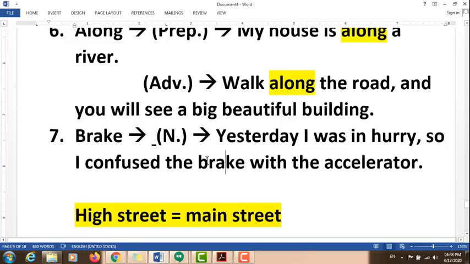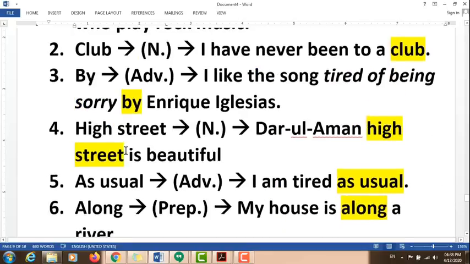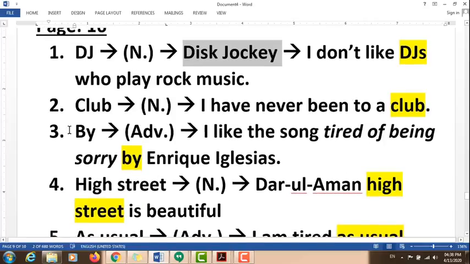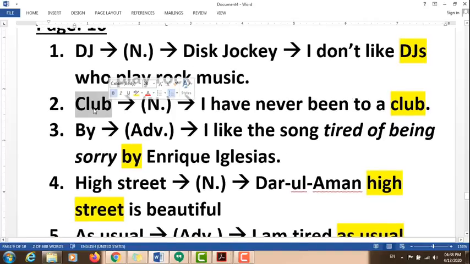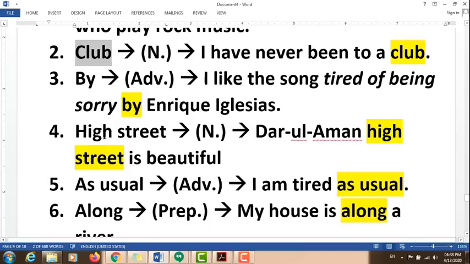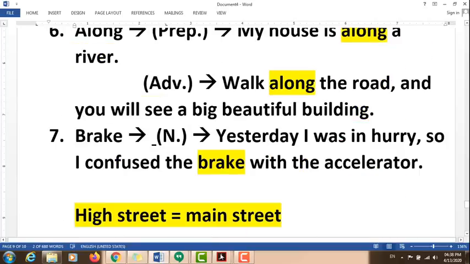Thank you. So let me pronounce them. Number one, DJ. Also you can call it disc jockey. Both are the same, doesn't matter. Club, by, high street, as usual, along, break. And that's all.